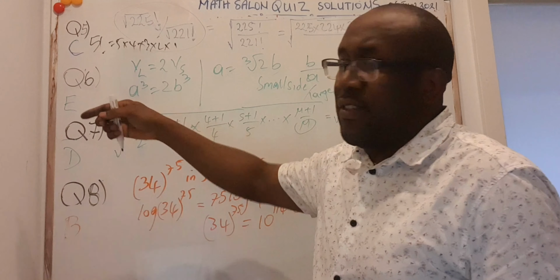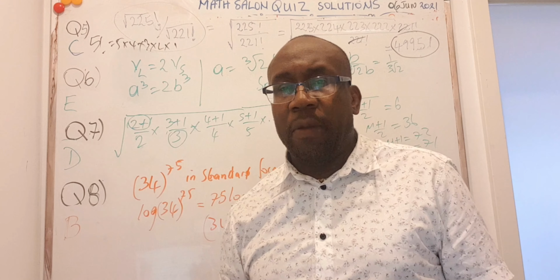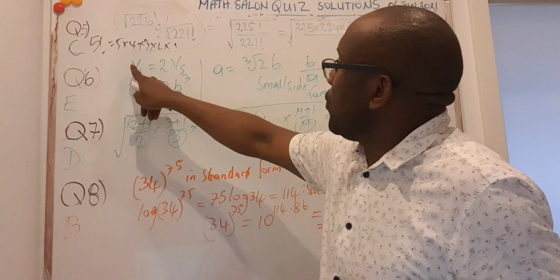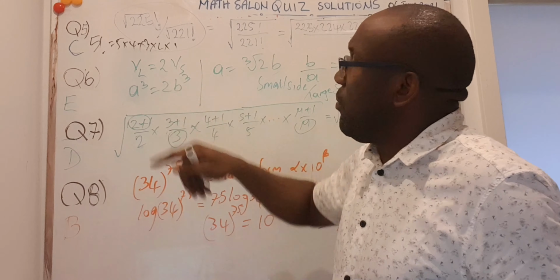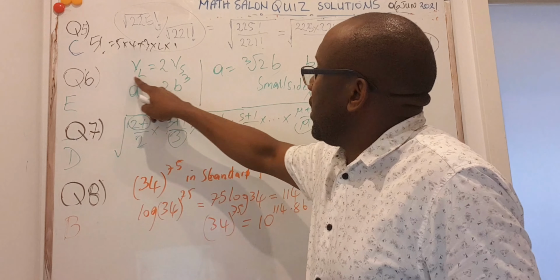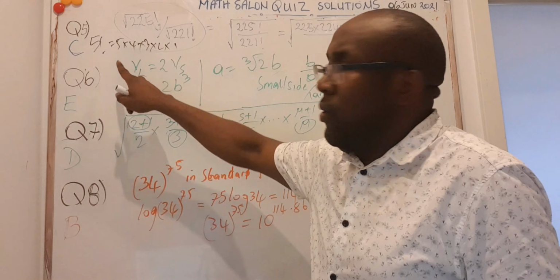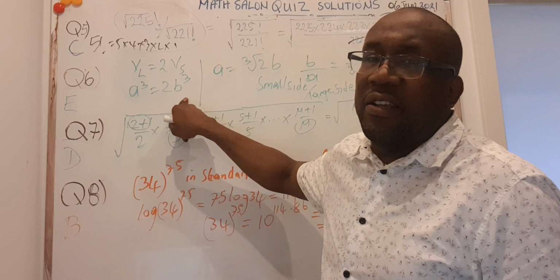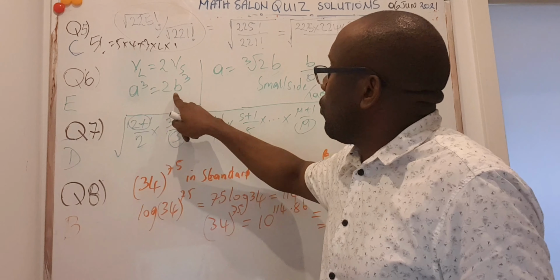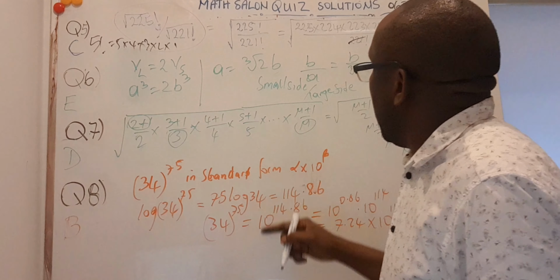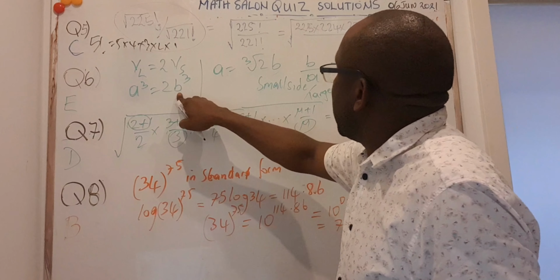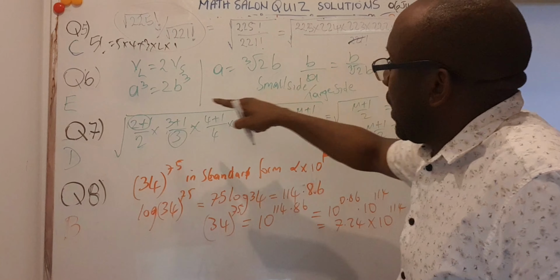For question number 6, you were told that 2 cubes were made. One is small and one is bigger, and the bigger one is 2 times the smaller one. So the volume of the large is 2 times the volume of the small. If we say that the side of this cube is A and the side of this cube is B, then we can write that A to the power 3 is equal to 2B to the power 3. You are asked to look for the ratio of the small side divided by the large side. The small side is B, so I put B.